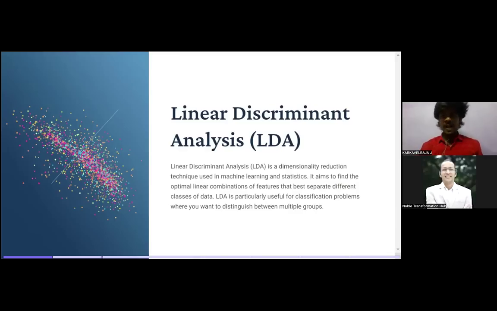Okay. So today we're going to see a session which is the theory and black box of LDA. So it's linear discriminant analysis. That is what we're going to see today.